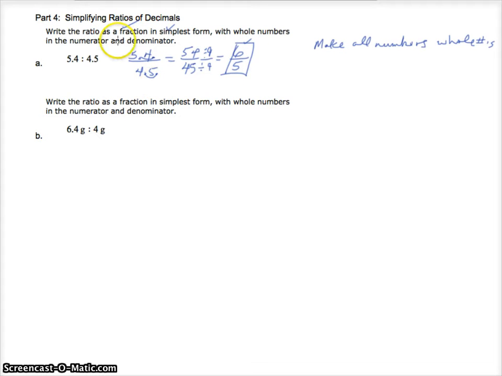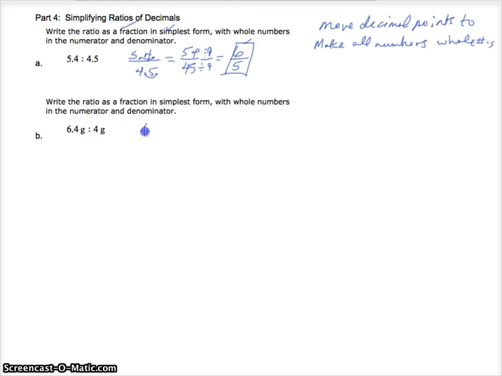Just remember on this one to move our decimal to make all numbers whole. There we go. Long definition, but we have to move all the decimals to make all of our numbers whole. Let's look at the second example.